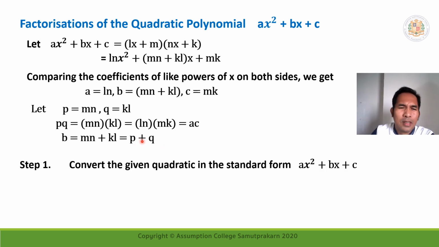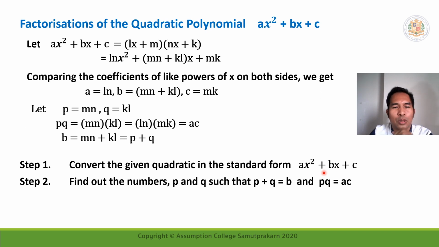Confusing? Yes, sometimes it's a little bit confusing, but don't worry. When we study about numbers, I think it's easier. Okay. Step number 1. Convert the given quadratic polynomial into the standard form, again, standard form ax squared plus bx plus c.